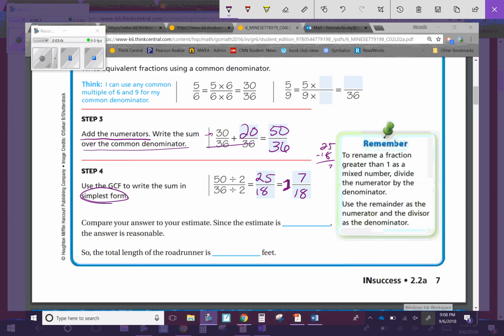So compare your answer to your estimate. Our estimate was 1.5. Our answer was 1 7/18, which is pretty close to 1.5. So we think that is reasonable. So to rename a fraction greater than 1 as a mixed number, divide the numerator by the denominator and use the remainder as the numerator and the divisor as the denominator. So that's what I did with that mixed number. So we just took 25 divided by 18, which gave us 1. Our remainder was 7.